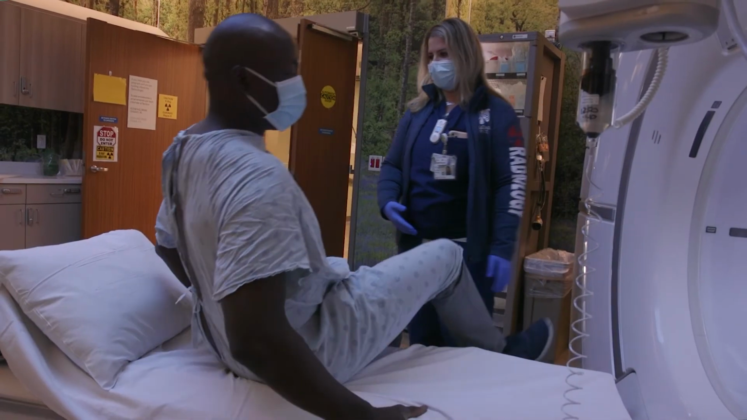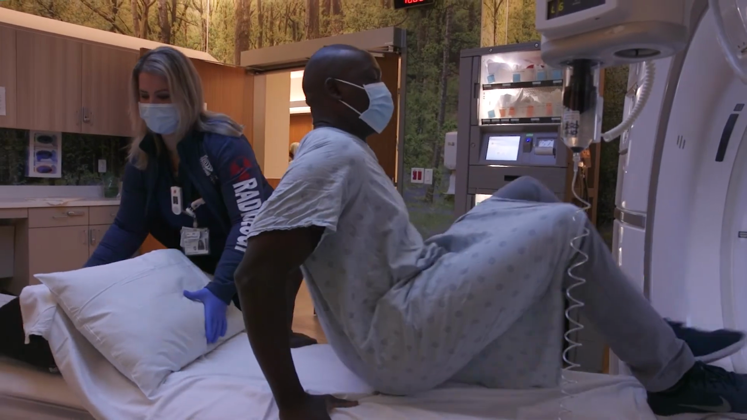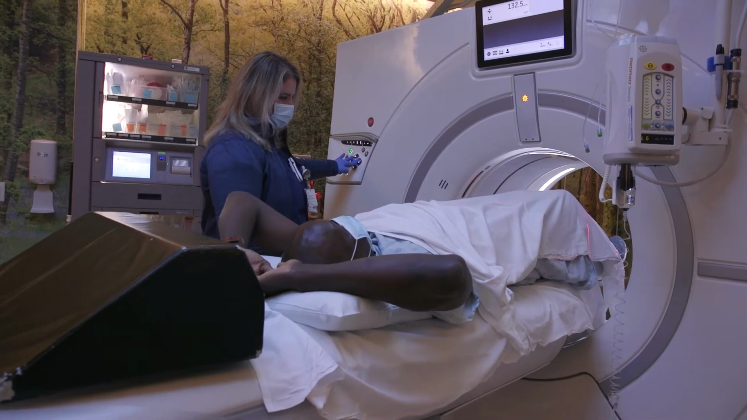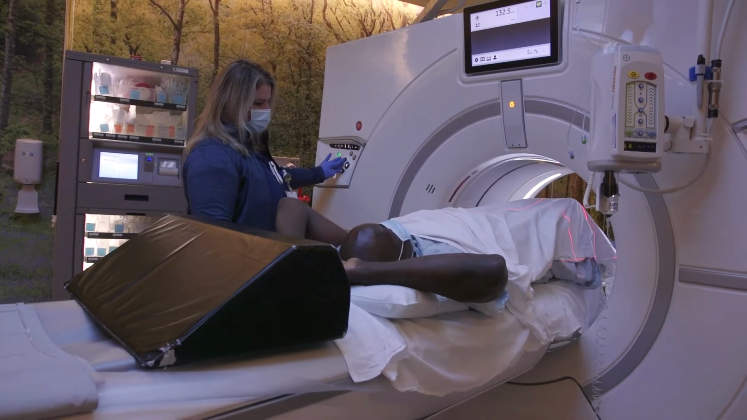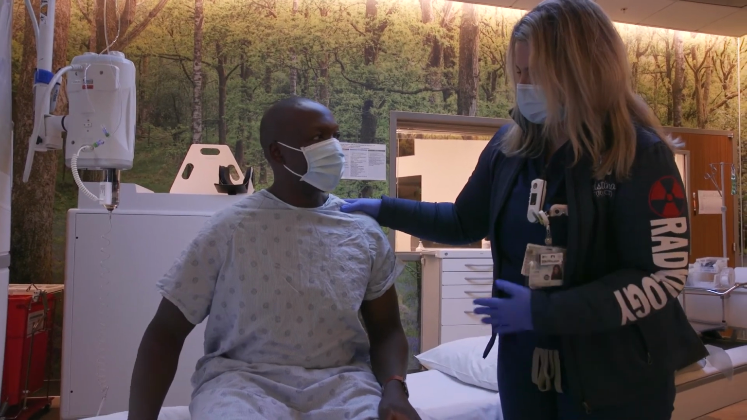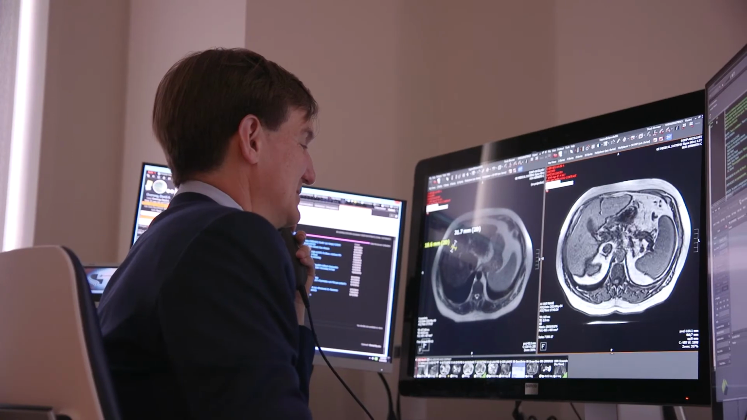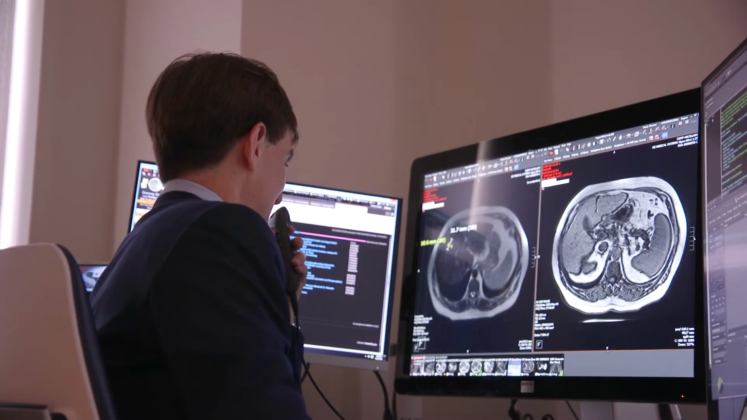After receiving either chemoembolization or radioembolization, ongoing monitoring using scans and laboratory tests is important, with results reviewed by the specialized team at CPMC. If your treatment plan includes an interventional radiology procedure, we have some information for you on what to expect.